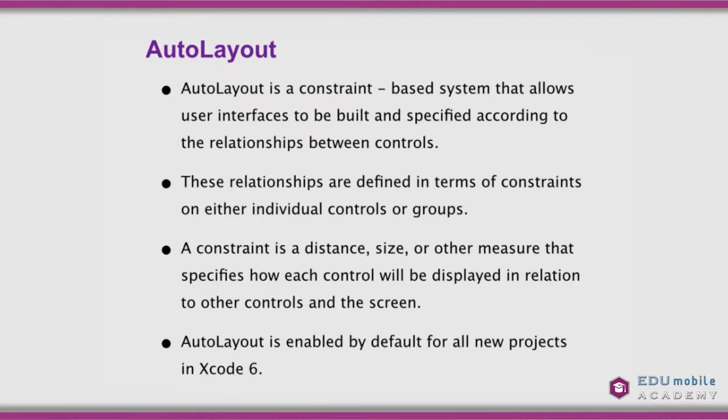Auto layout is a constraint-based system that allows user interfaces to be built and specified according to the relationships between controls. The relationships are called constraints. The relationships are defined in terms of individual controls or groups of controls and their relation to one another. A constraint is simply some measurement, a distance, a size, some other measurement that specifies how each control is going to be displayed, first of all, within itself, the width and height of the control, let's say, and also in relation to other controls and to the screen.